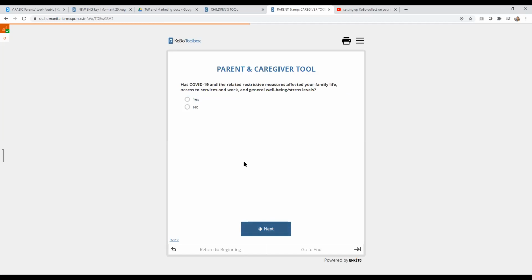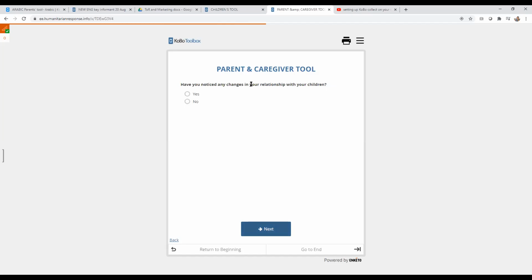Here we have a question about has COVID-19 and the related restrictive measures affected your family life, access to services and work, and general well-being or stress levels? So yes. In this case, you answer how. But if you say no, then it skips and goes on to the next question.